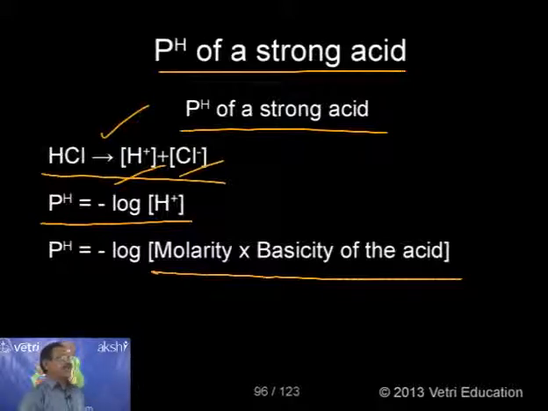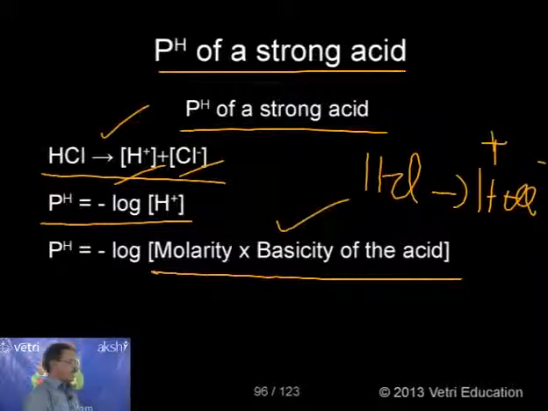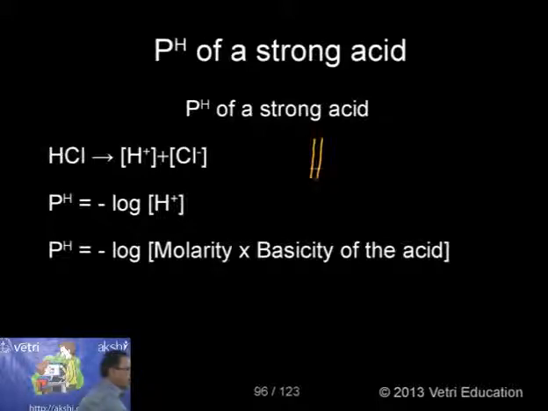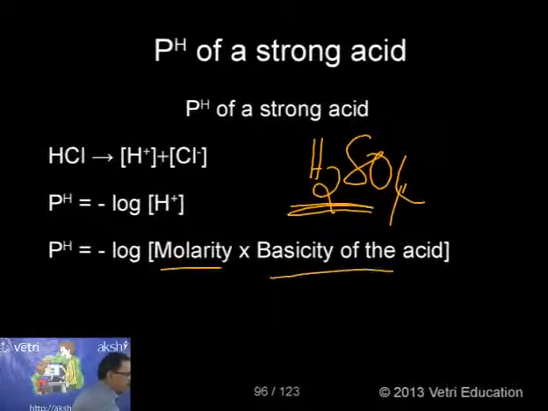Basicity is nothing but the number of replaceable H plus. For example, HCl gives only one H plus, so in this case basicity is one. In the case of HCl, molarity and normality are the same. But you should be very careful when you go for sulfuric acid, phosphoric acid, etc. In the case of sulfuric acid, basicity is 2, so you have to multiply molarity by 2 to get the normality.